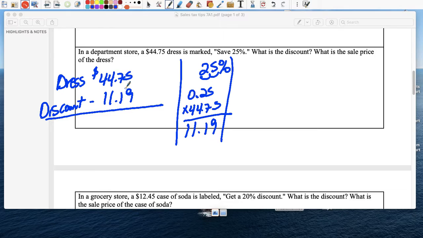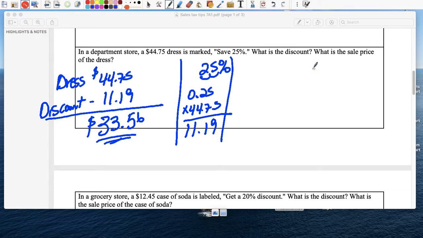Okay, so 44.75 minus 11.19 rounded is going to give us a total. So I end up taking this much to the cash register. Okay, I haven't charged taxes yet, but that's what my price was, my discount. Now, let's say that you were actually at the department store and you didn't care to find how much your discount was, you just want to know what it is after discount.